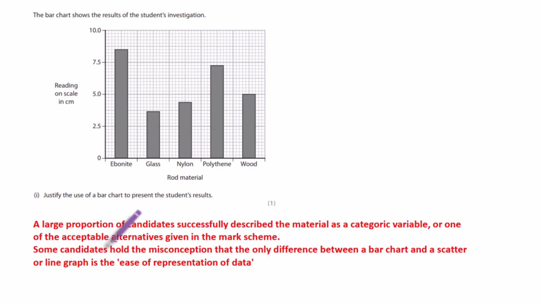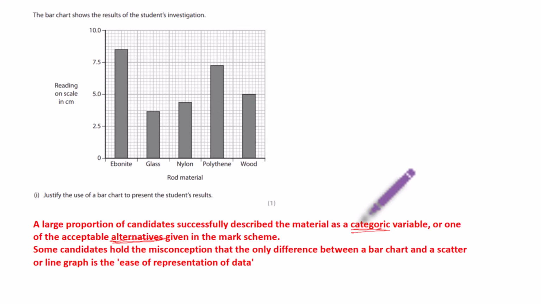So any guesses, guys, what is the alternative of categoric? In fact, this is a relatively new term. If you look at the recent mark schemes, they'll allow discrete or discontinuous, right? But in the most recent mark schemes, I will highly recommend you stick to categoric. Some candidates hold the misconception that the only difference between a bar chart and a scatter or line graph is the ease of representation. Absolutely not.